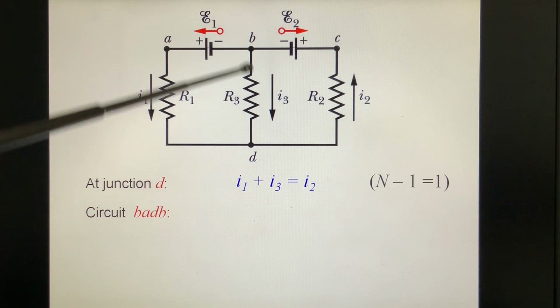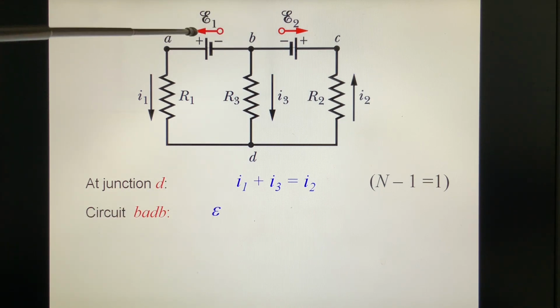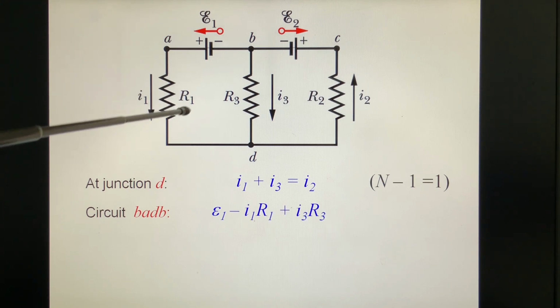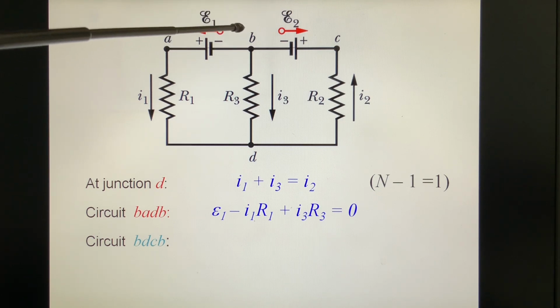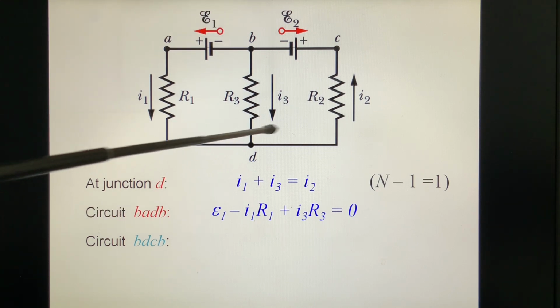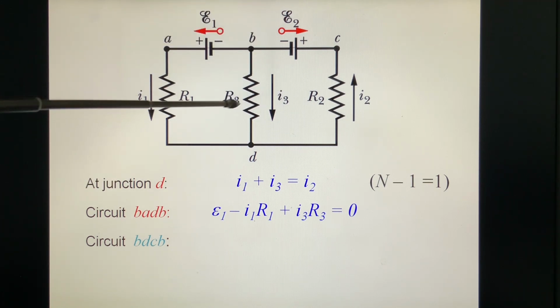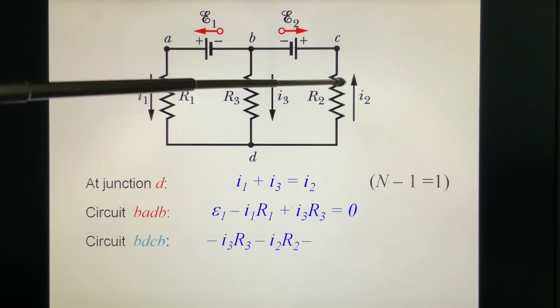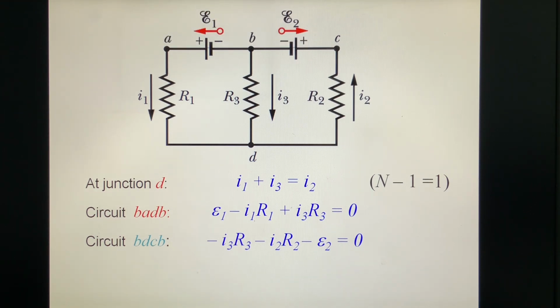For the loops, we can circle B, A, D, B, this one. We start from here. Epsilon 1 minus I1 R1 plus I3 R3 equals 0. And another one: B, D, C, B, in this direction. So from here, minus I3 R3, minus I2 R2, minus epsilon 2 equals 0. That's three equations.